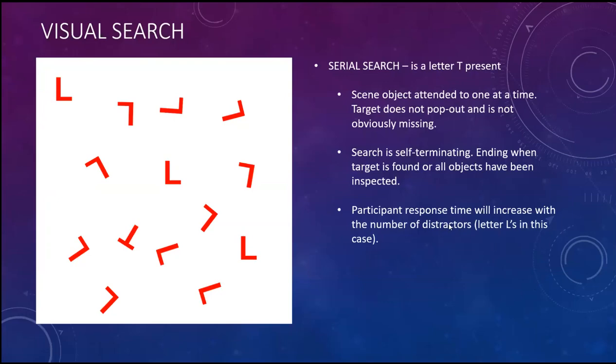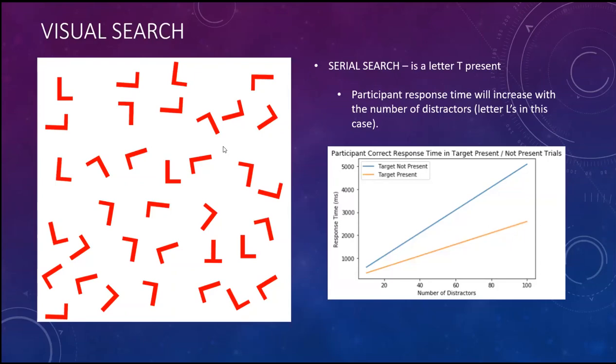So in the case of this image, where it's the same, but there is no target there, you would have to look through each of them and then decide, no, there's no target. Unlike with the parallel search from just now with the red dots, participant response time typically does increase with the number of distractors, which makes sense. If we double the number of distractors in the scene, you now have to attend to more things before responding that the target is not present.